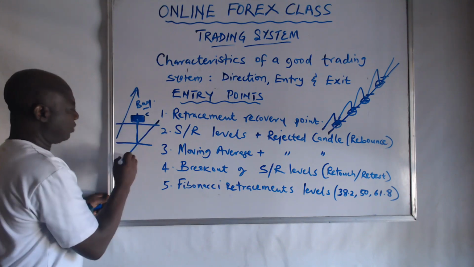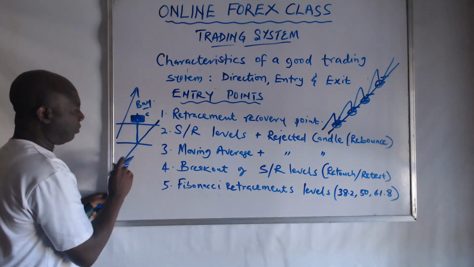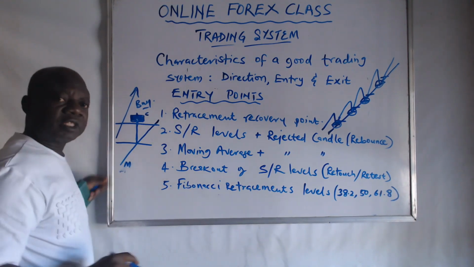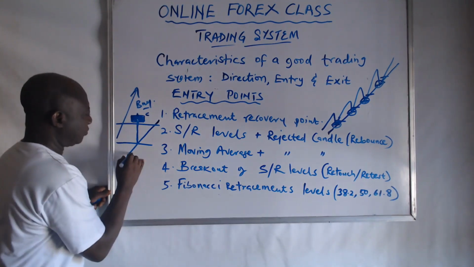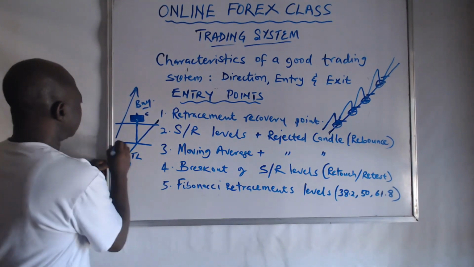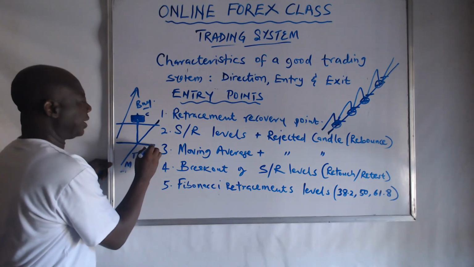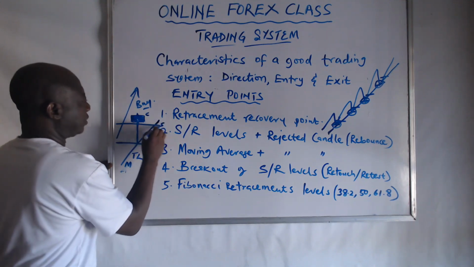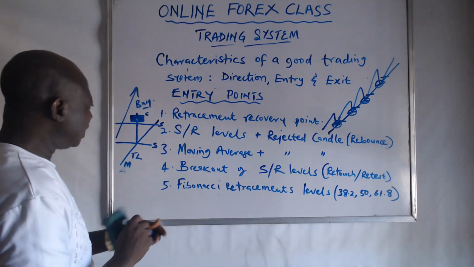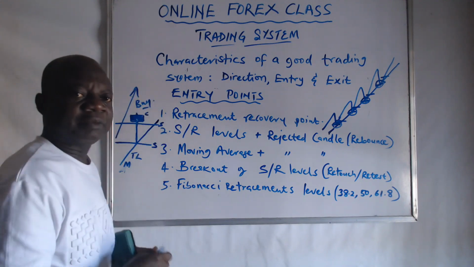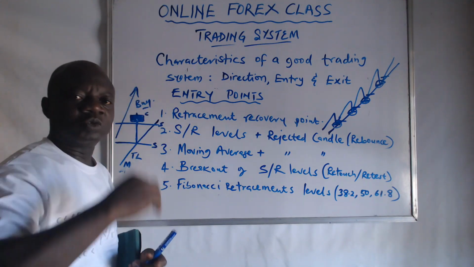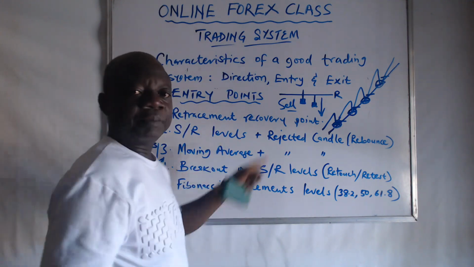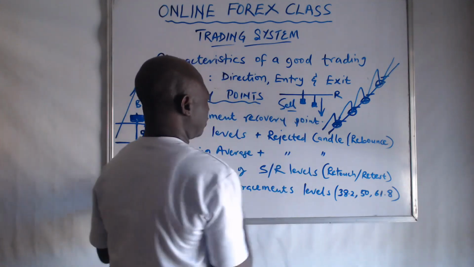Now, this may be an MA, EMA, this may be a moving average, or it may be a trend line. This one may be support. Yes, support. But wherever the candle actually touches and then reverses, that means the price is being rejected.